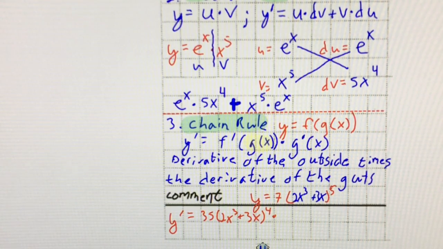Now I have to multiply that by the derivative of the guts. So I need to ask myself, what's the derivative of 2x cubed plus 3x? And I'm going to multiply that times the original. So that's going to give me 6x squared plus 3. Now some teachers will ask you to distribute the 35 across that. Depends again what the format of the question is, what the format of the problem is.